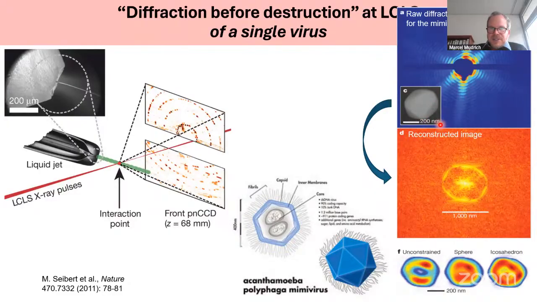Why large? Because the resolution that we have with today's free electron laser pulses is still not really at the level of atomic resolution for single particle imaging. So the larger particles are, of course, easier to resolve. And at least it was possible to get some structural information about these Mimi viruses on this scale of tens to hundreds of nanometers.